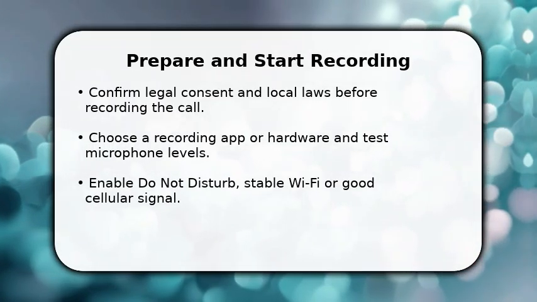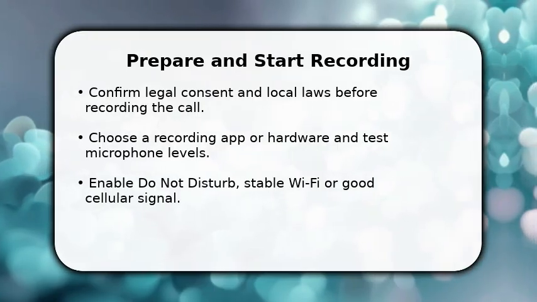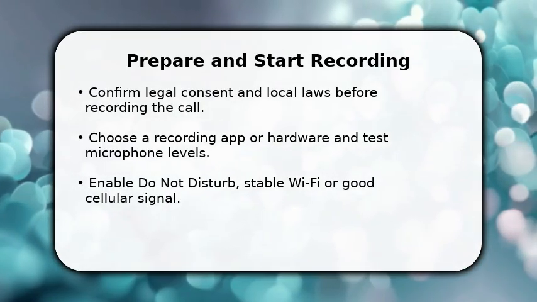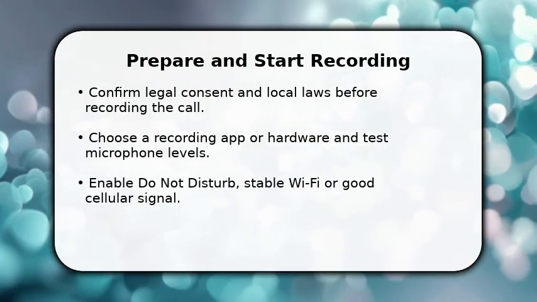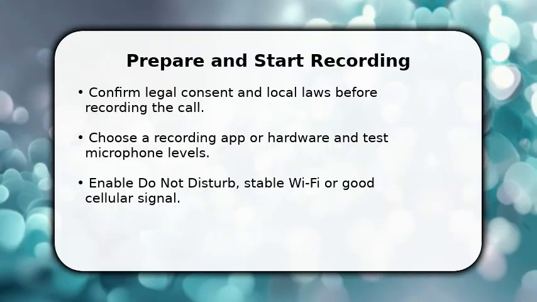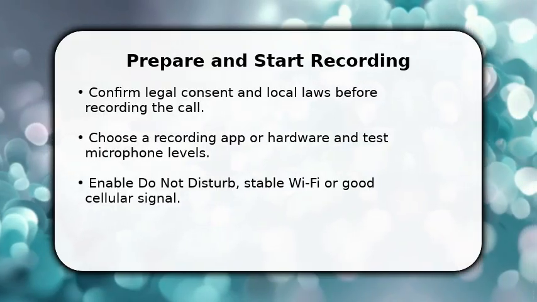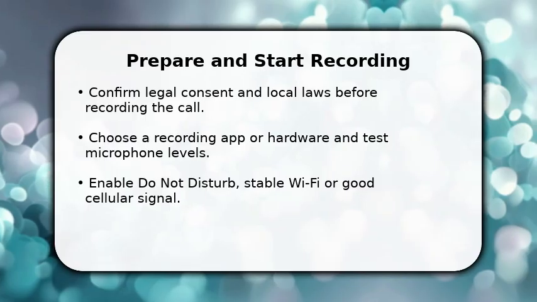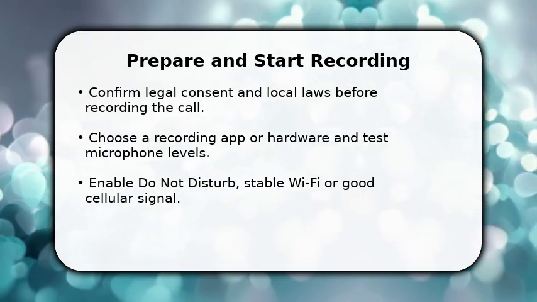First, open the app and set input to the phone call or external mic. Next, place the call and immediately press record. You want the app to capture the ringing and connection to ensure sync. Monitor levels for the first 10 seconds and adjust gain if you hear clipping or low volume.